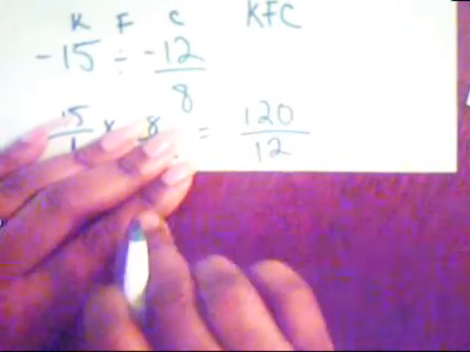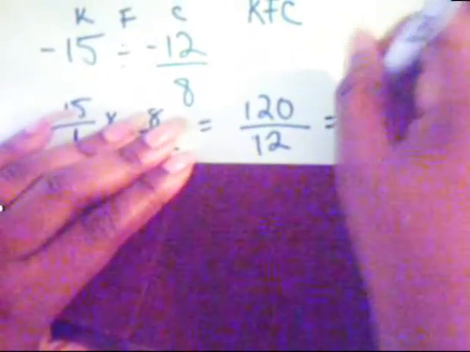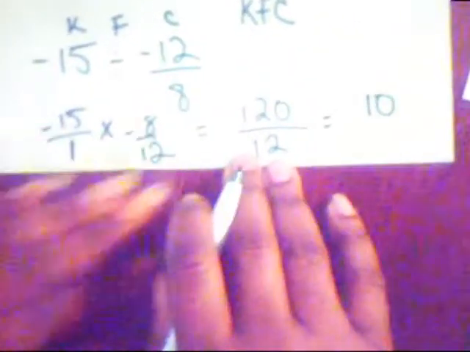Can you simplify 120 over 12? Yes, you can. You can divide 120 by 12. How many times? 10. 10 times. You guys don't believe me. Let's do it. Here's 120 divided by 12 equals 10. See? All right, guys. Finally, we have arrived at the correct answer, where x equals positive 10.